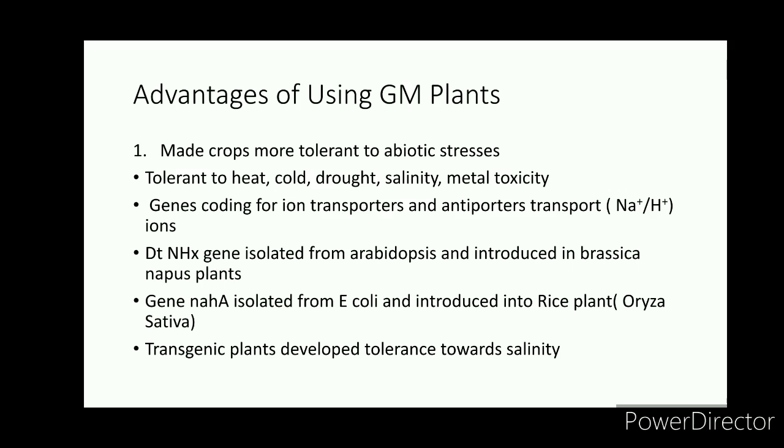Now, using the genetic engineering techniques, you can insert the gene of interest in these plants that provides resistance to heat, tolerance to cold, tolerance to salinity and metal toxicity. So therefore, it helps in the survival and growth of these plants in the drought conditions, in the saline regions. There also you can cultivate the plants to produce the crops. So that is the advantage of using GM plants.